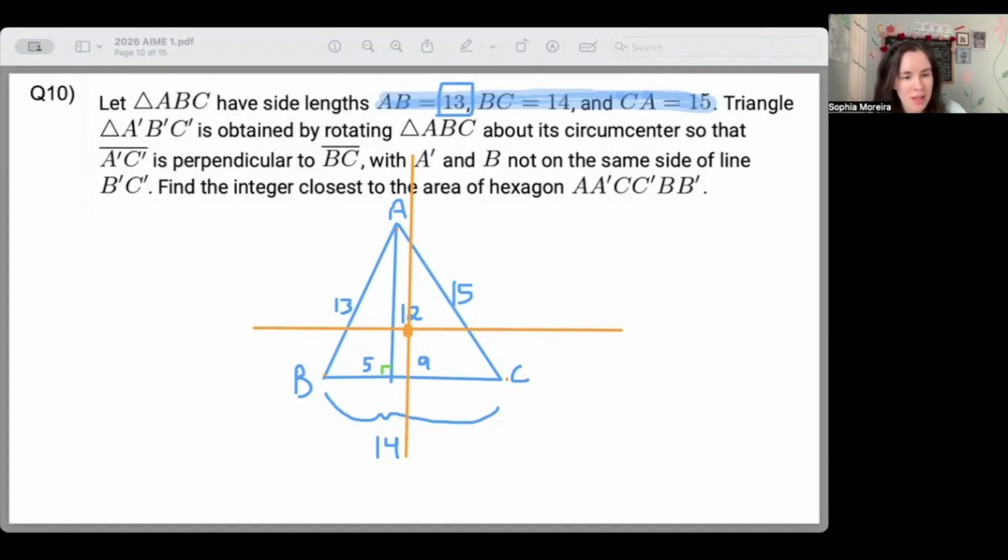Now that we're here, we can go ahead and rotate using the rotation matrix, and the angle of rotation I'm just going to call theta.